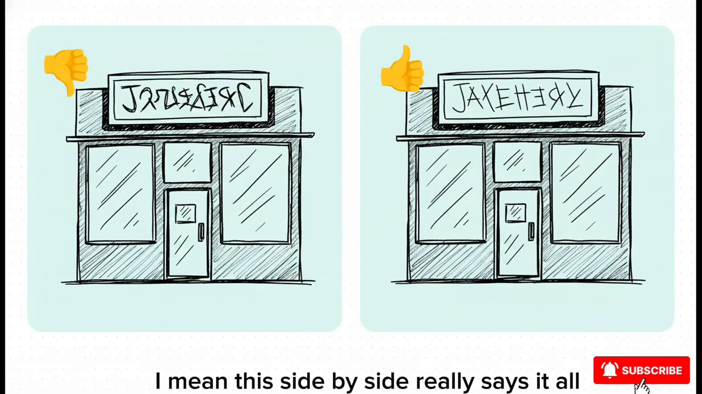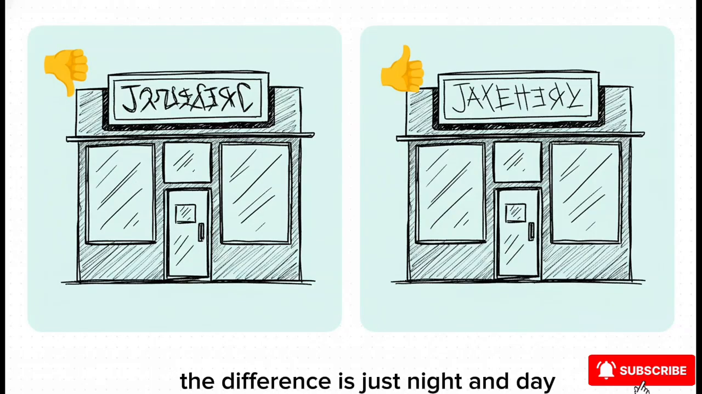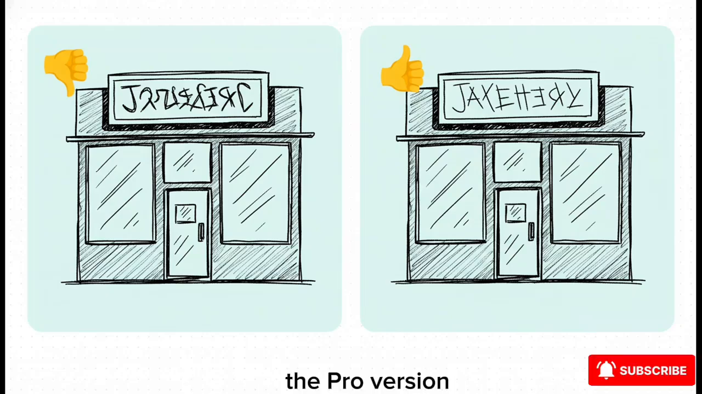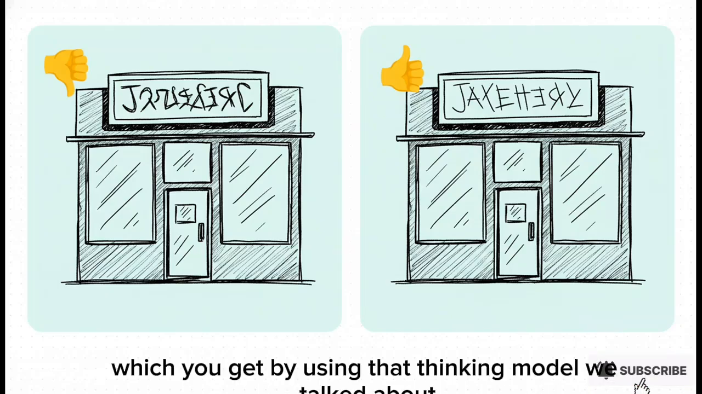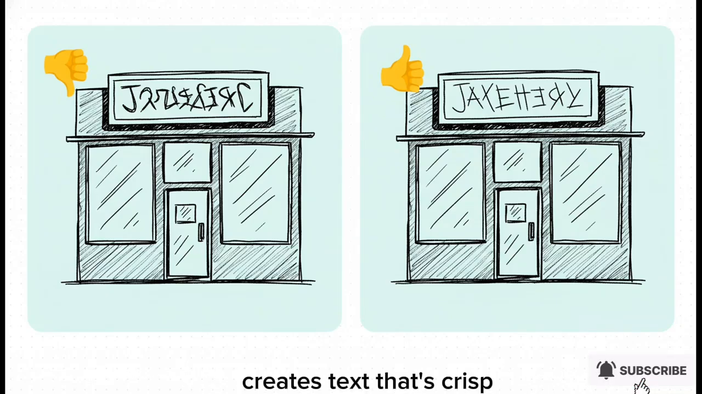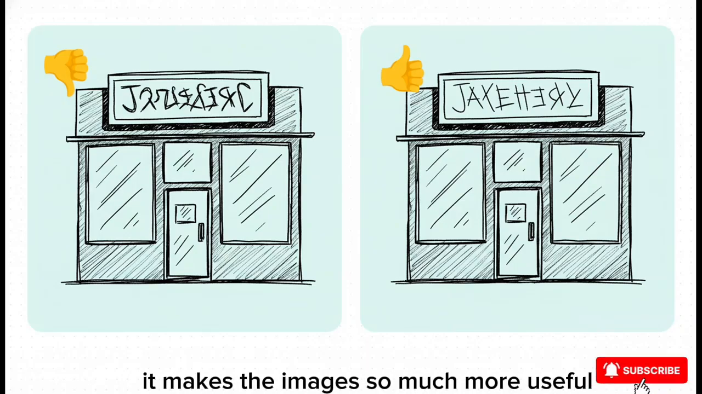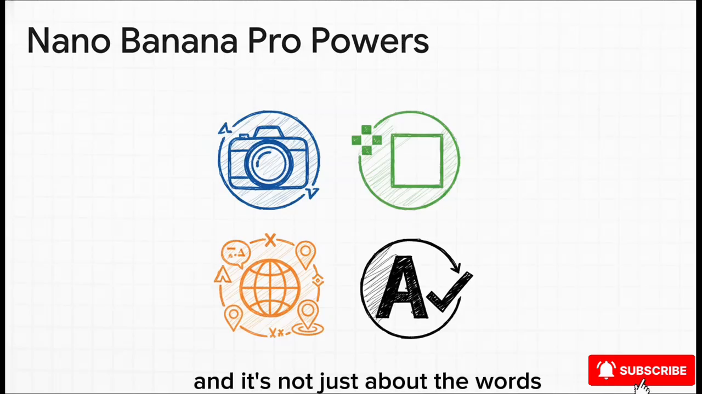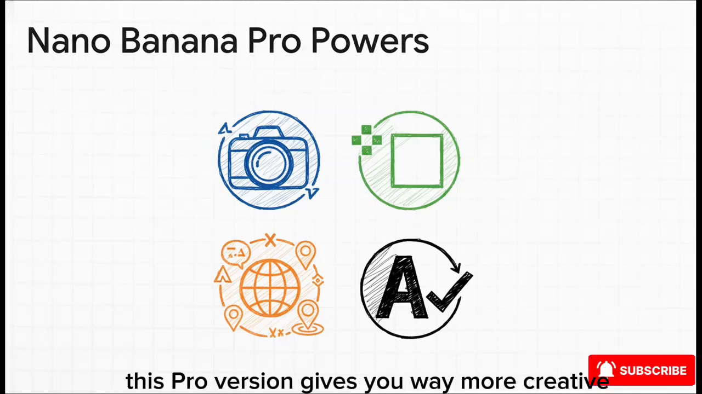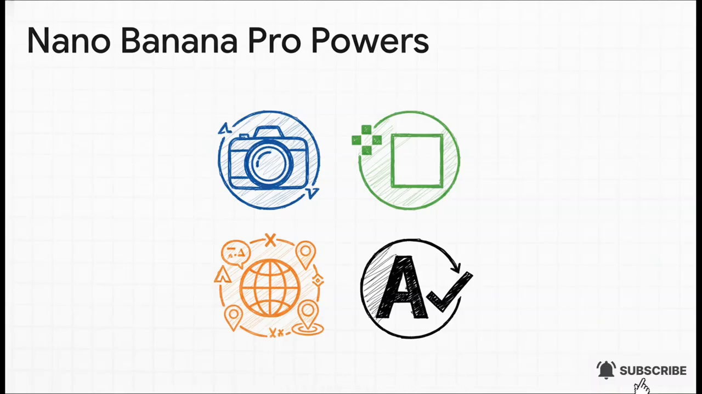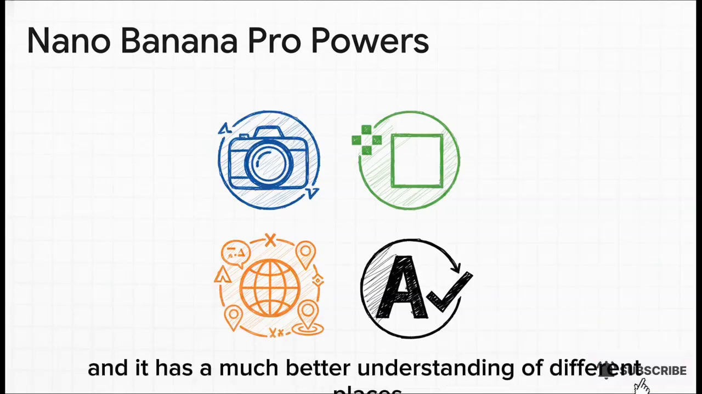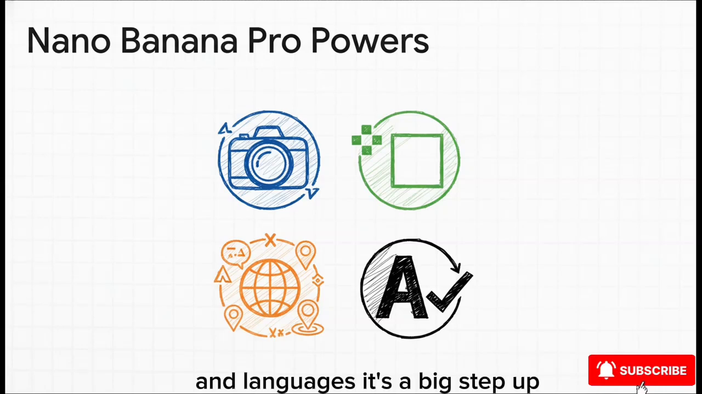I mean, this side-by-side really says it all. The difference is just night and day. The Pro version, which you get by using that thinking model we talked about, creates text that's crisp, totally realistic, and actually readable. It makes the images so much more useful. And it's not just about the words. This Pro version gives you way more creative control over stuff like camera angles, you get higher resolution downloads, and it has a much better understanding of different places and languages. It's a big step up.